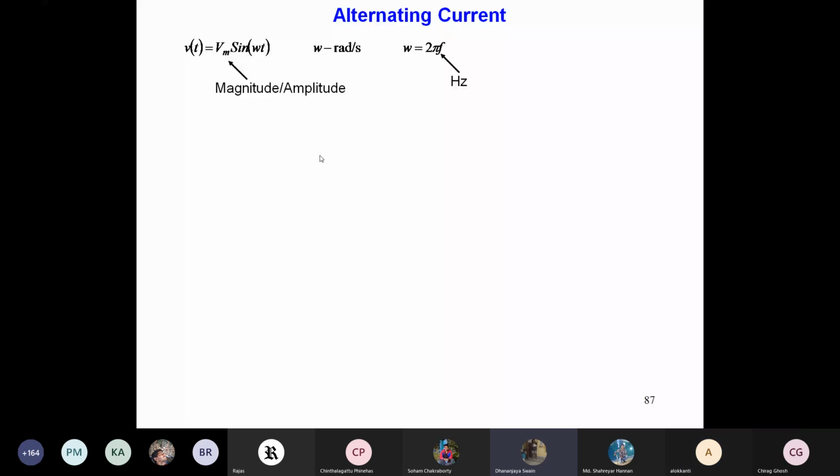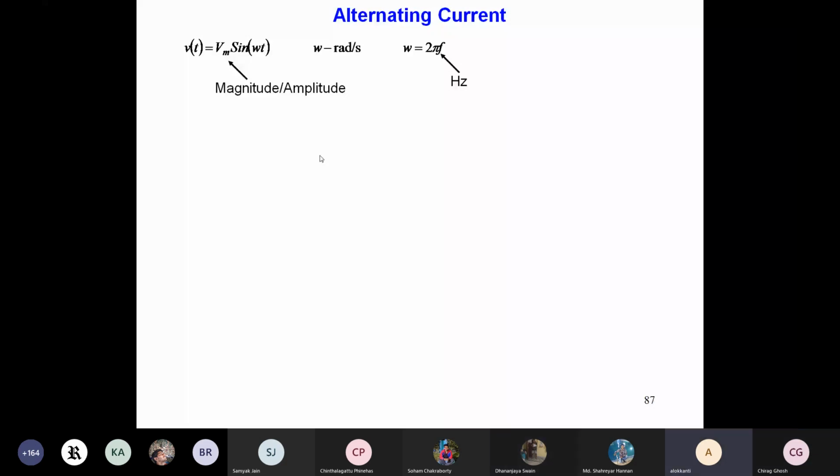What is your name? Chirag Ghosh. Chirag Ghosh. What is the department? Sir, computer science. Computer science. In computer science, there will be a lot of DC.